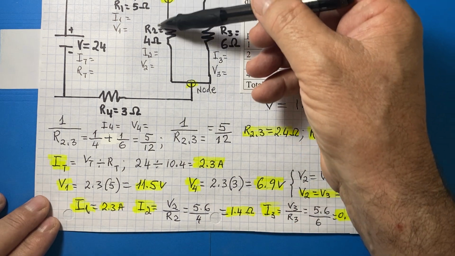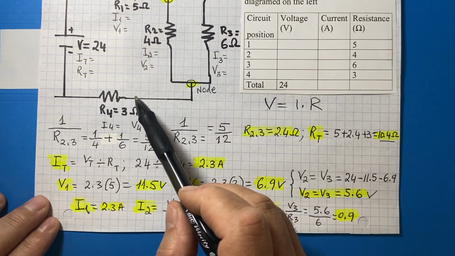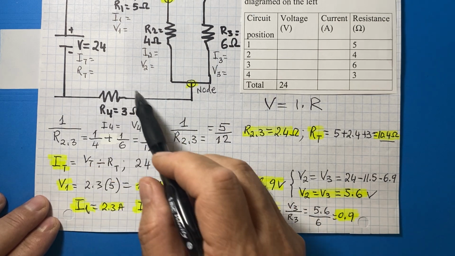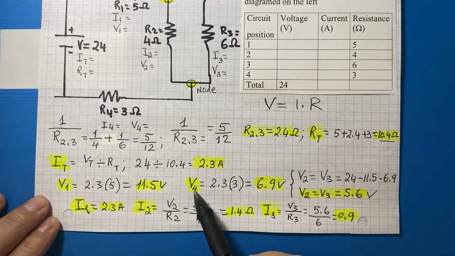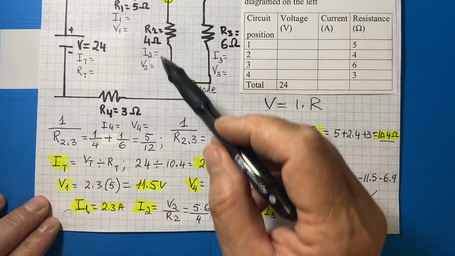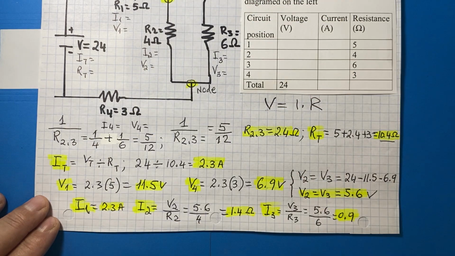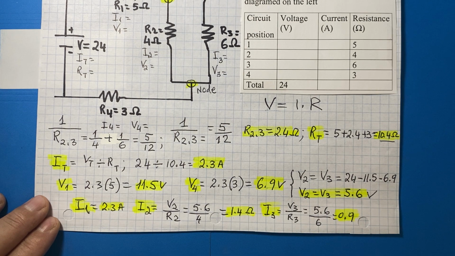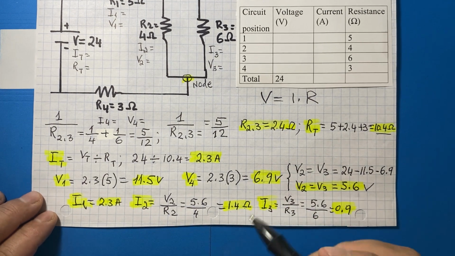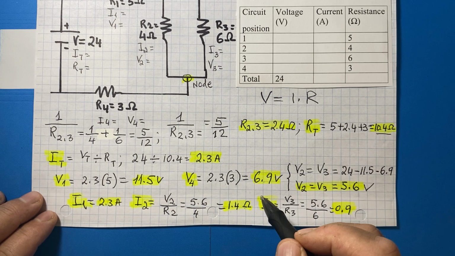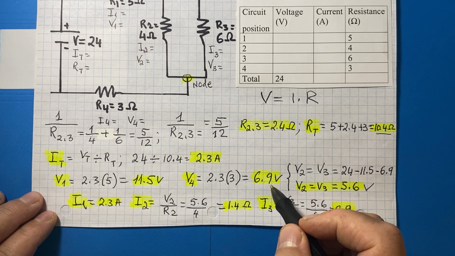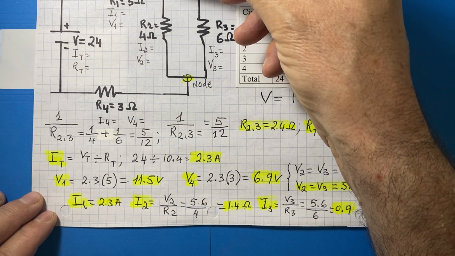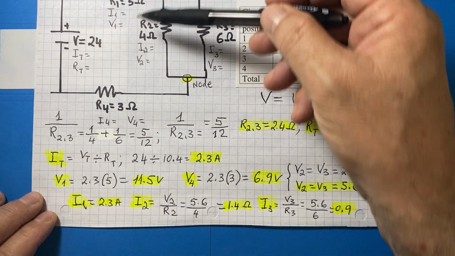Now let's leave this for a while and find the voltage for this part here. At the fourth resistor, V4 is 2.3, which is the current coming back to the source, times 3, which is 6.9 volts.